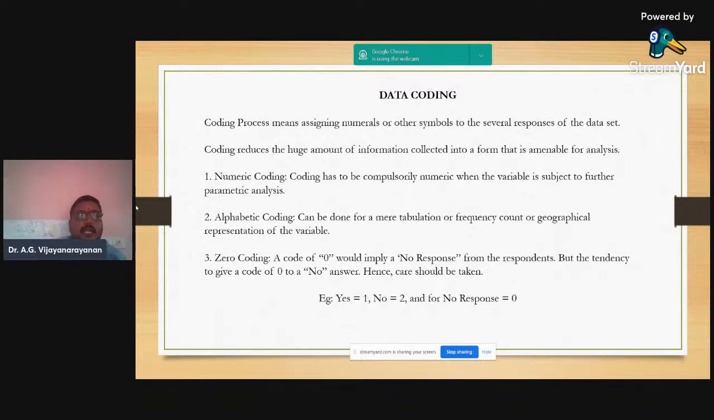For the data which I collect from Tamil Nadu, I give TN. For the data which I collect from Karnataka, I give KA. So that's an alphabetic coding. The coding can be numerical coding, which is definitely taken for the analysis, but for representing something for mere tabulation alone, not for the analysis, I give alphabetic coding. But zero coding must be done very carefully. Even in the previous example, what I said, female is 1, male is 0, that is wrong. Male should be given 2, because if somebody has not mentioned their gender, then that must be given 0, because 0 represents no response. So data coding is very important.